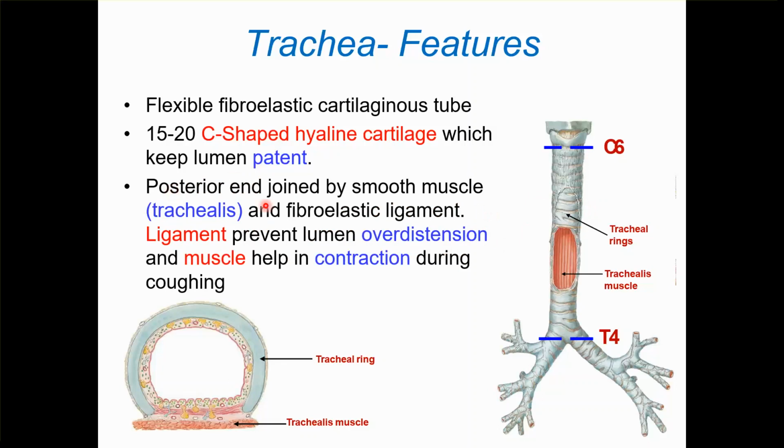The posterior end is joined by smooth muscle, which is called the trachealis muscle, and the fibroelastic ligament. The ligament prevents the lumen from over distending, and the muscle helps in contraction during coughing. So during coughing we need to contract, and the trachealis muscle is helpful in that.